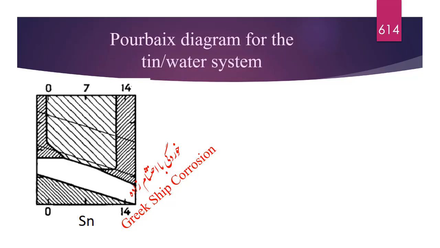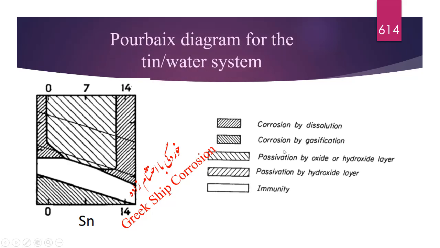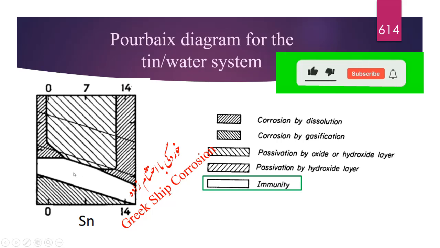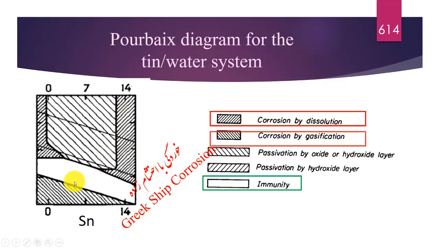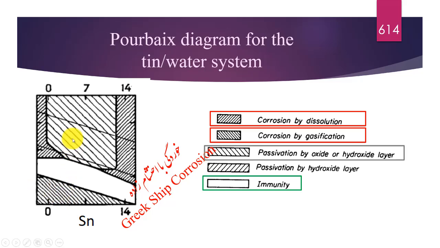Pourbaix diagram for the tin-water system. Immunity region, corrosion by dissolution, corrosion by gasification similar to lead, passivation by oxide or hydroxide layer.